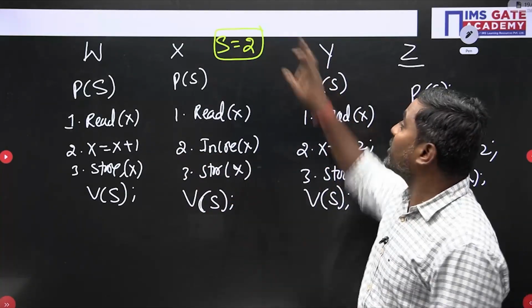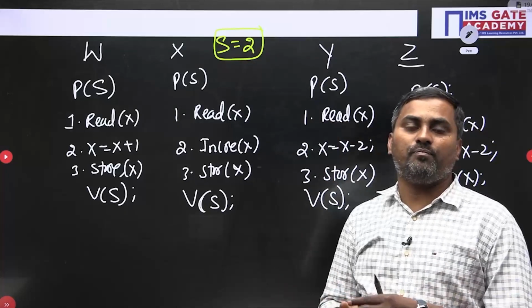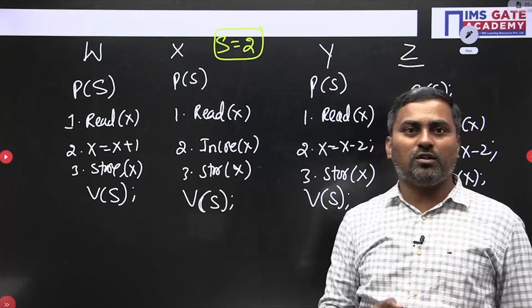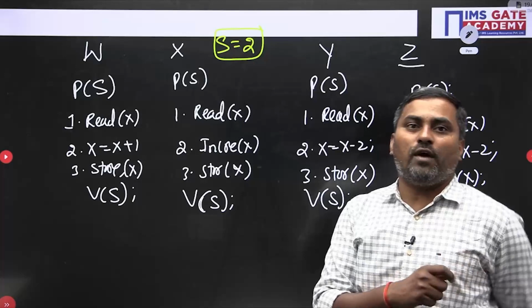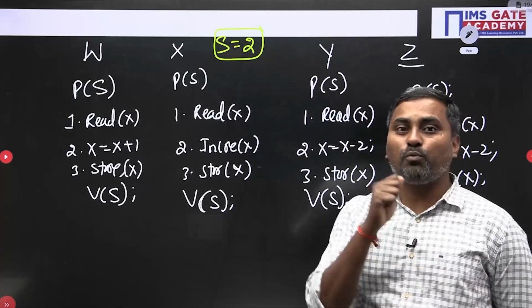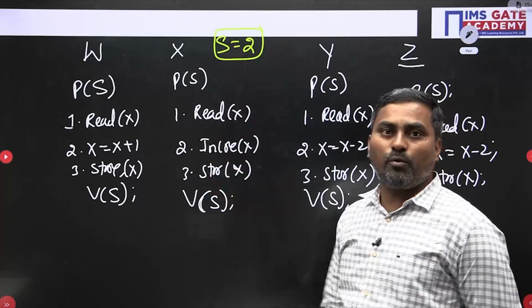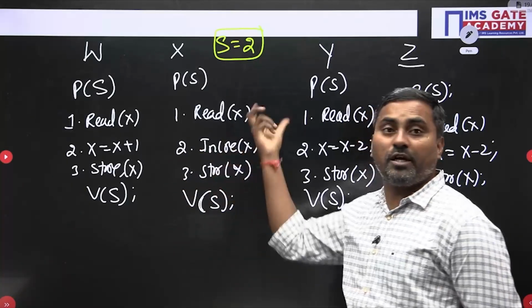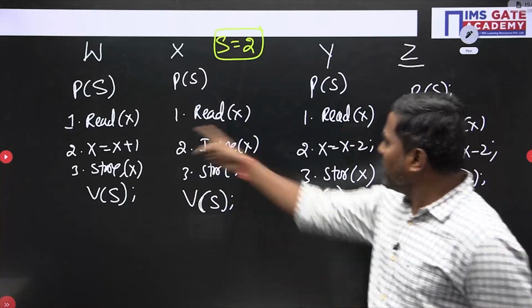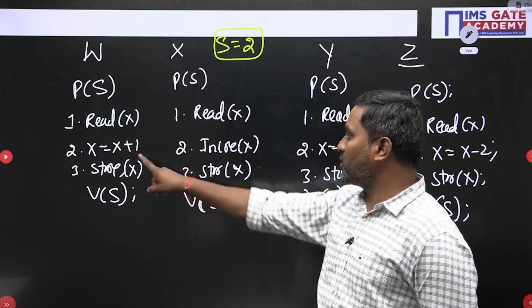But because S equal to 2, we can get different values. So what is the clue I am giving to solve this question? To get the maximum value, I should protect the increment processes. What you have to do is start one of them. Suppose you started this one.